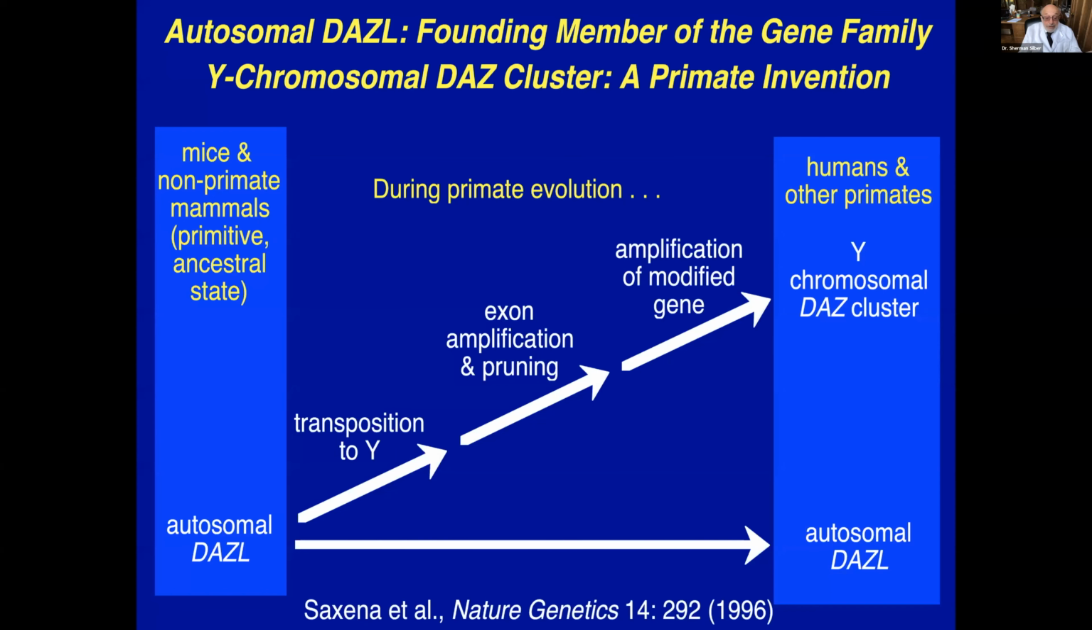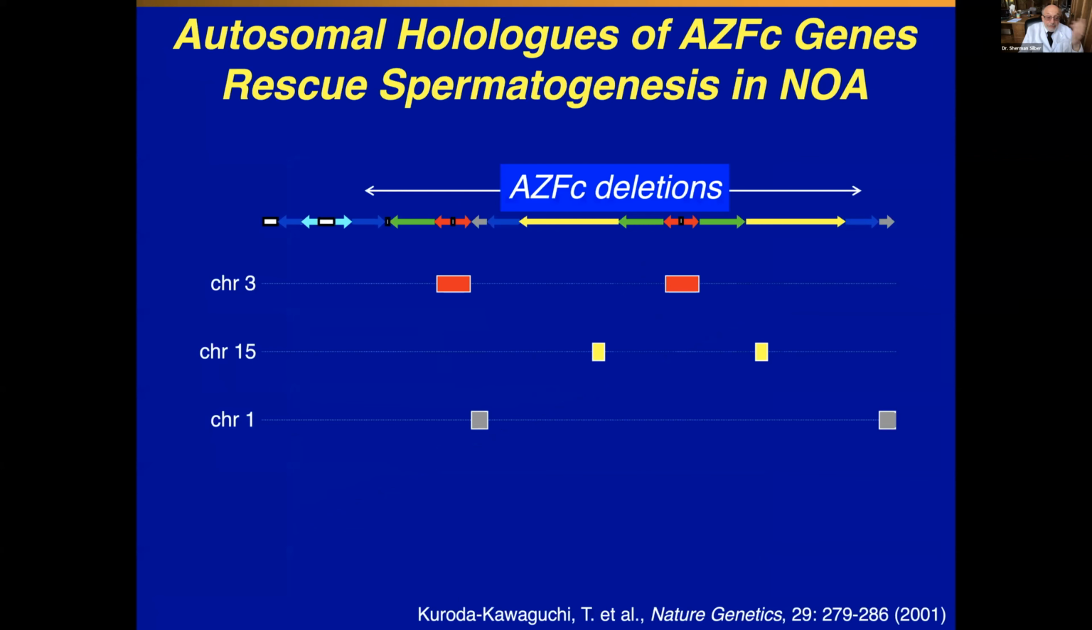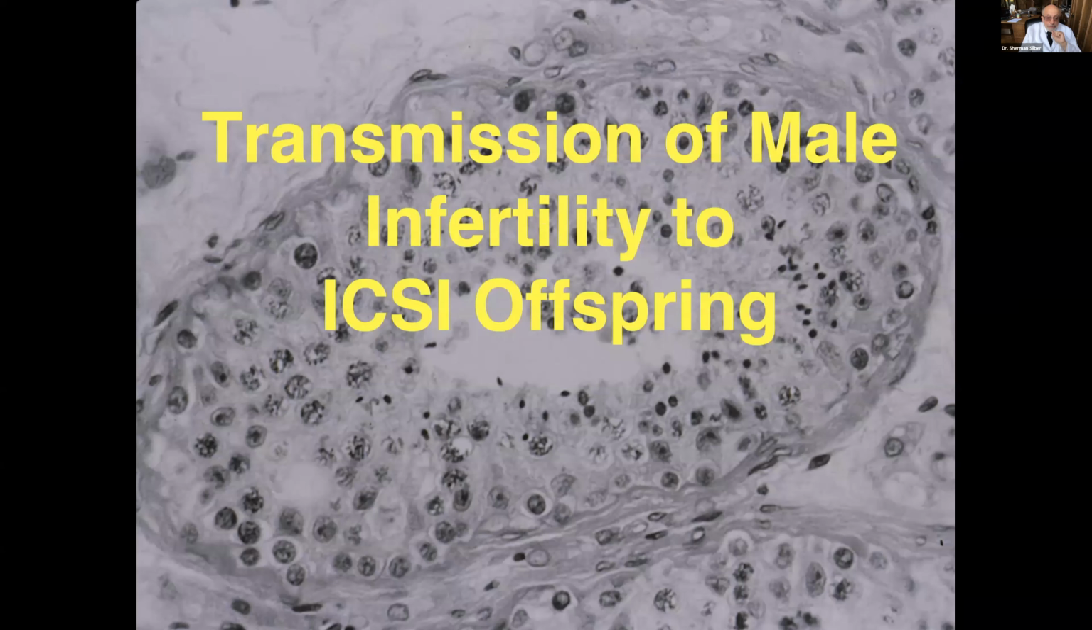And this is just a diagram of how the DAZ gene was transposed from chromosome 3 in humans to the Y in humans. And this is just showing that chromosome 3 has a DAZ-like or DAZL gene, which is a DAZ homolog that rescues spermatogenesis in non-obstructive azoospermia.